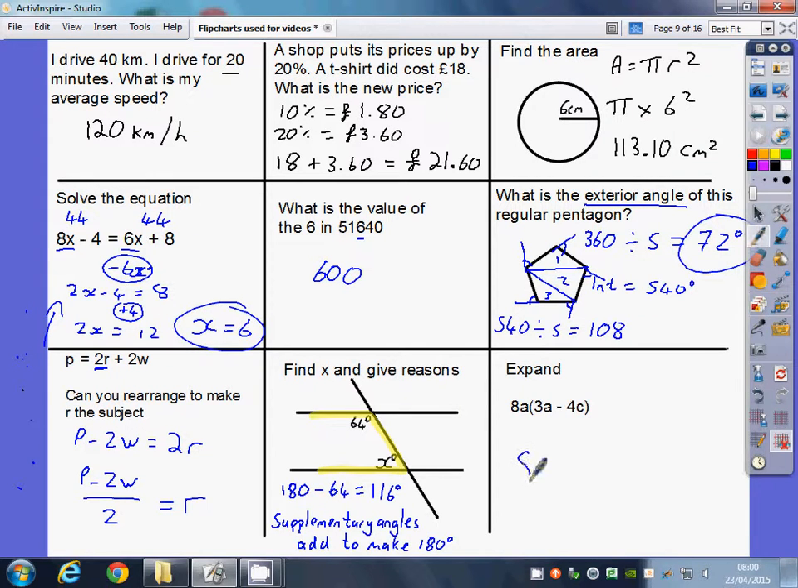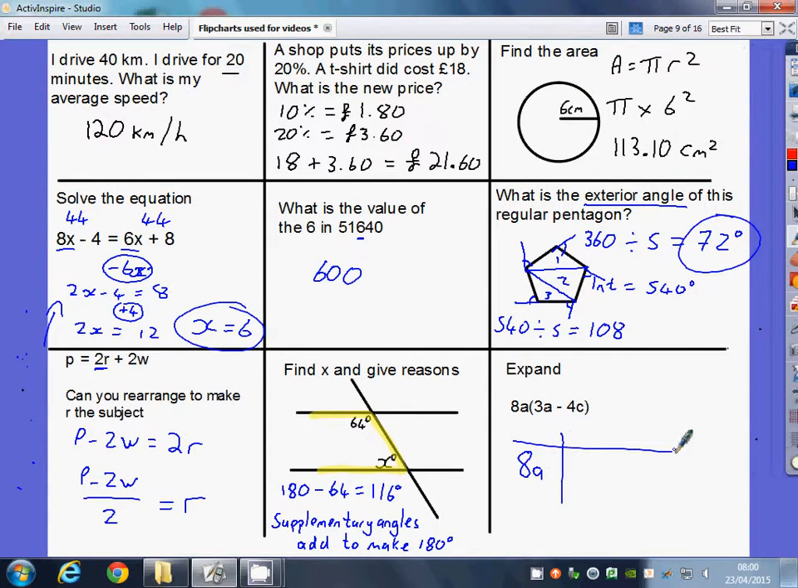So we start with 8a, and we're timesing it by 3a minus 4c. 8a times 3a is 24a squared. 8a times minus 4c gives you minus 32ac. So when we put it together, we actually get 24a squared minus 32ac.